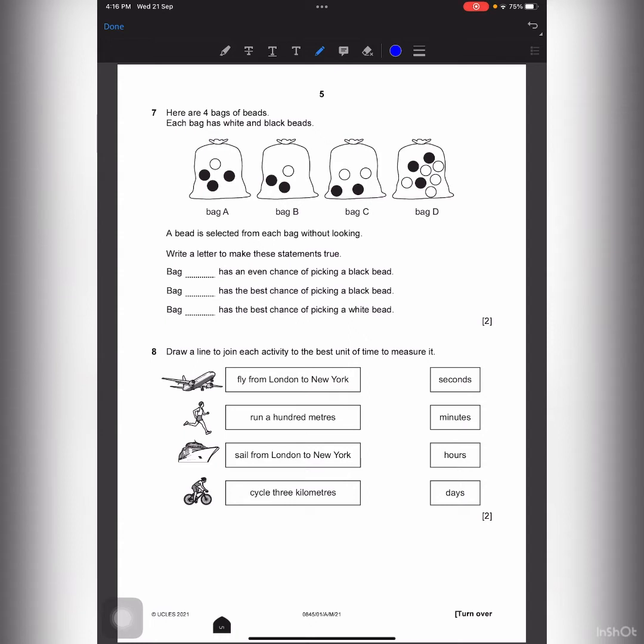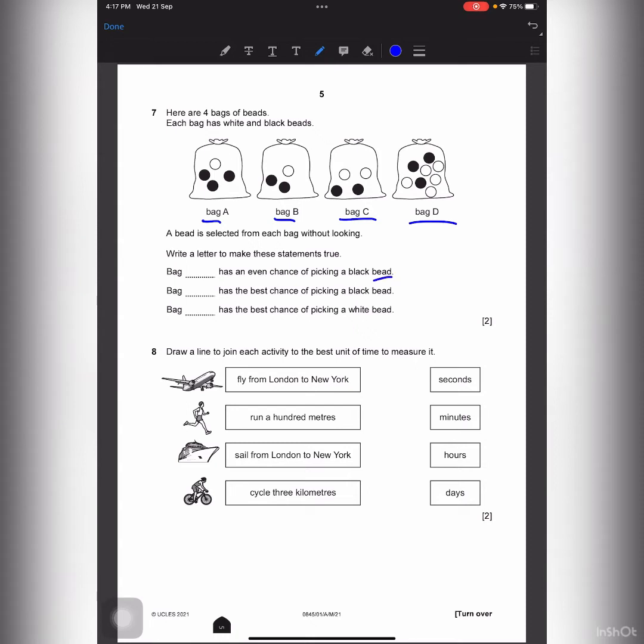Here are 4 bags of beads. Each bag has white and black beads. Okay, so there's bag A, bag B, bag C, and bag D. A bead is selected from each bag without looking. Write a letter to make these statements true. Bag dash has an even chance of picking a black bead. Okay, so has an even chance.